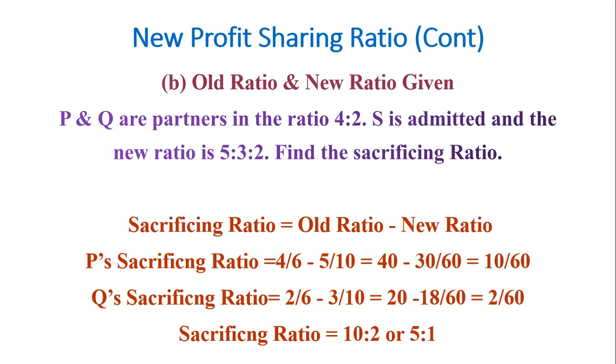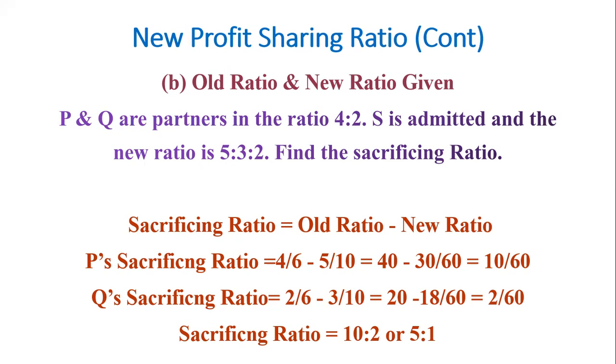We also have to note this point: sacrificing ratio is always old ratio minus new ratio, because the old ratio will be higher. If there are two partners, there are only two shares made between the old partners in the old ratio. But when a new partner is admitted into the firm, there is a third party entering the firm and there is a distribution of profit in the new ratio. The total profit is distributed among three partners, so there will be a reduction in the profit sharing ratio of the existing partners.